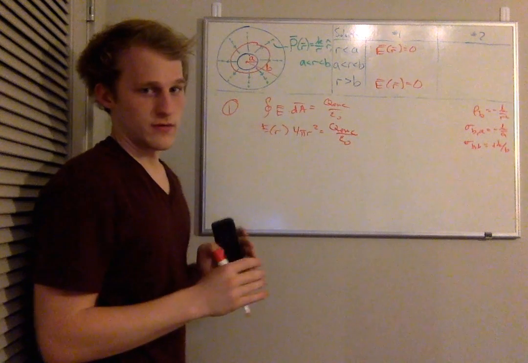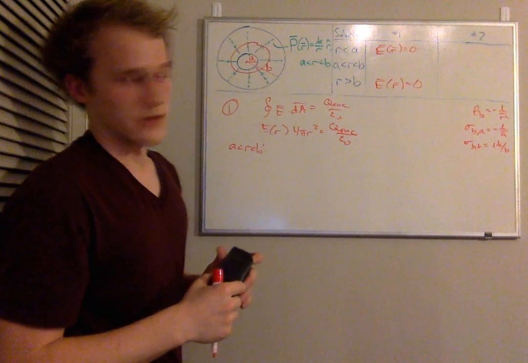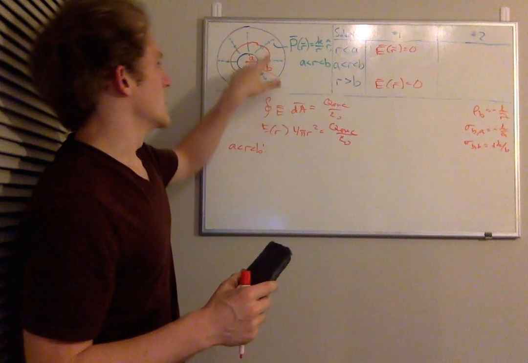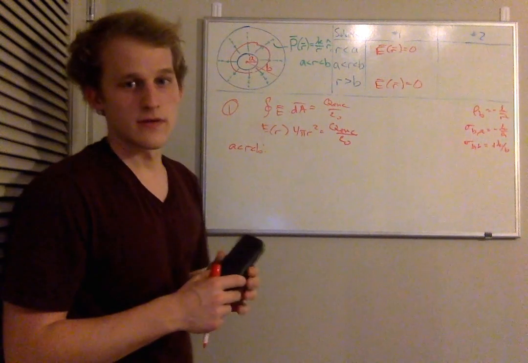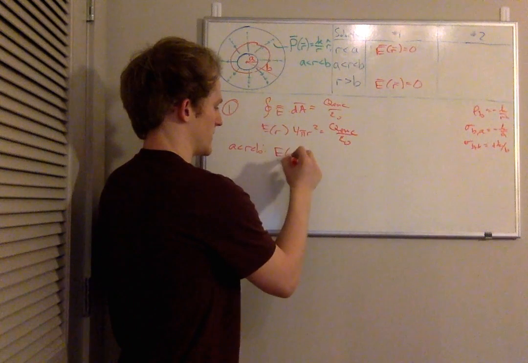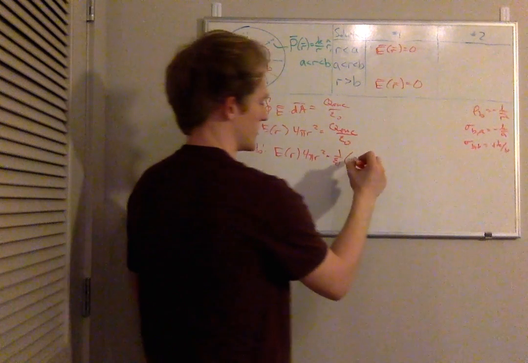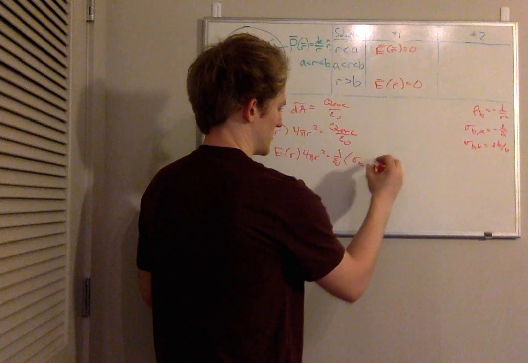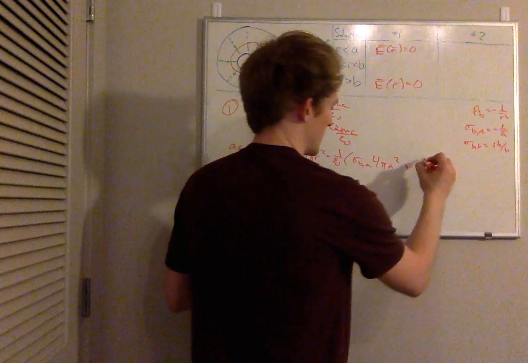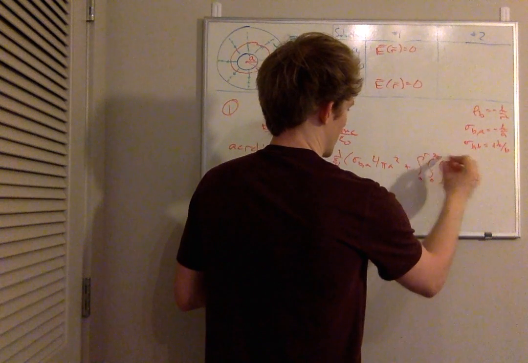Inside the shell, it's a little tricky. We have to add up the charge resulting from the inner surface and the volume charge for r between a and b. So if we continue on with the equation, it's going to be 1 over epsilon naught times the charge enclosed. We're going to have the surface charge density times the surface area, plus a volume integral for the volume charge.